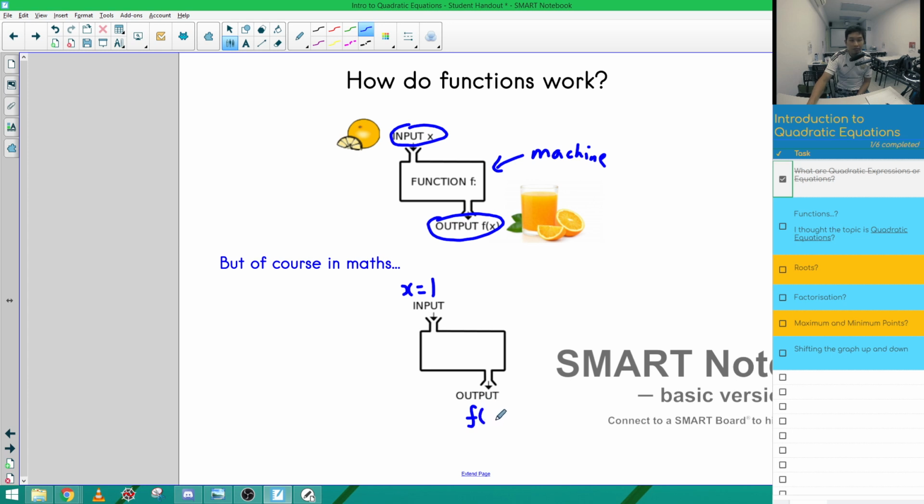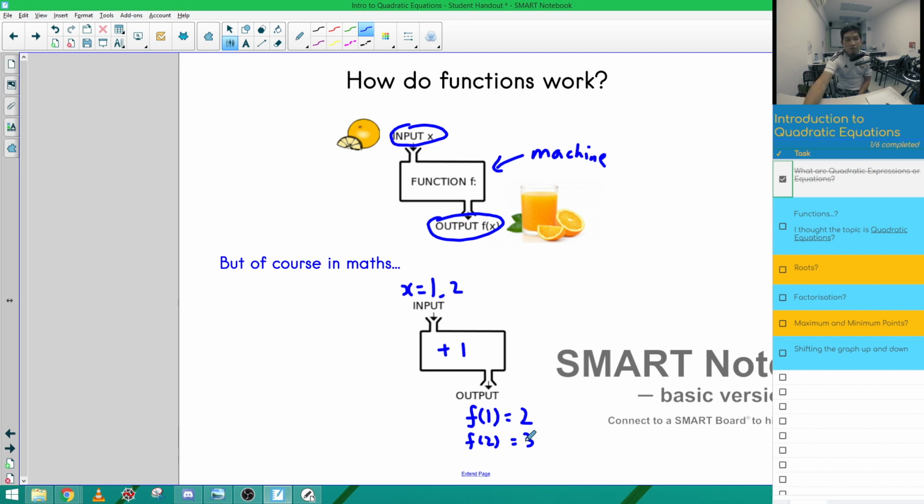Yeah, in this case, if x is 1, then I'll say the input is 1. So this is f of 1. And then let's say that this is a +1 machine. Yeah, if I put 1 in, then what comes out? If I plus 1, then I get 2. Yeah, so this is a simple relationship. I put 1 in, I get 2 out. So if I put 2 in, then I'll get 3 out. Yeah, so let me just write that down. If I put, say, 2, then f of 2 will be 3, so on and so forth.